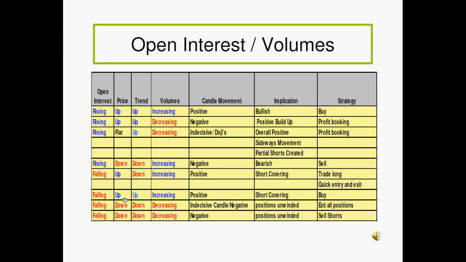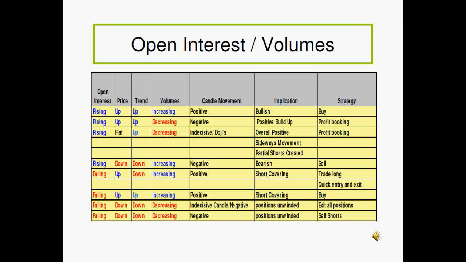Falling, price is up, trend is up, volumes are increasing, positive, short covering buy. Because open interest is falling, this happens in the second half of the expiry, when open interest generally starts falling as expiry comes nearer and nearer. And this will happen when there is a shift of positions from one month to another. Now people who bought earlier will try to book profit or sell. Those who are short will try to cover.